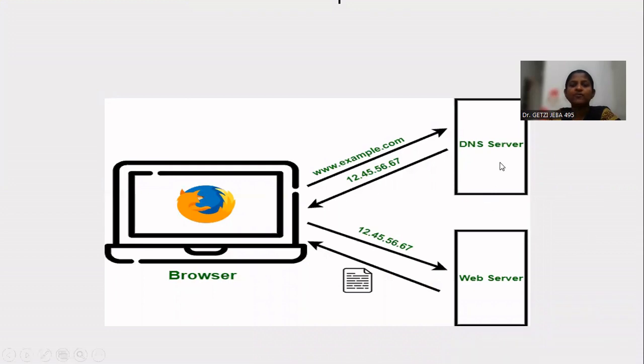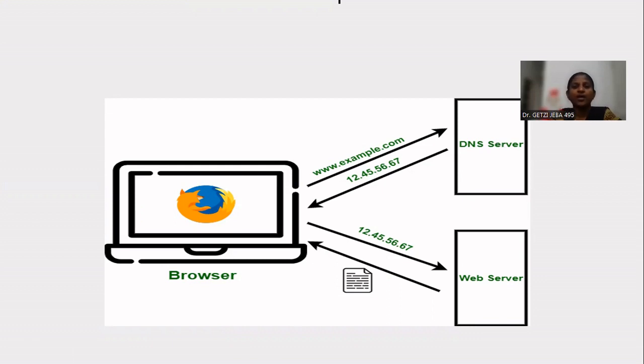Every network will have a DNS server which helps us to do this. For example, whenever you type www.example.com, it goes to the DNS server and comes back as an IP address. So the DNS server translates your URL into an IP address, and then the request is passed with that IP address to the web server.